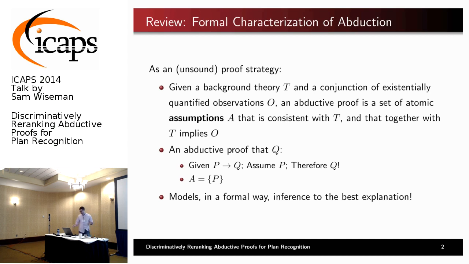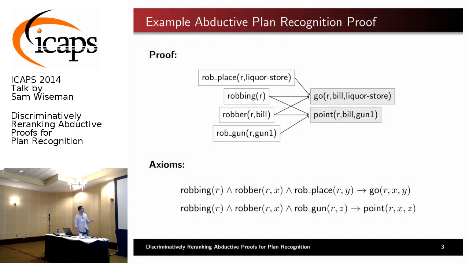So let's do a plan recognition example. Let's say I have these gray shaded atoms on the right. I observe Bill going to the liquor store and Bill pointing a gun. Moreover, let's say I have these axioms relating action predicates to plan-related predicates. If there's a robbing going on and you're a robber and you're going to rob a particular place, you need to go to that place. If you're going to rob with a gun, you need to point the gun.